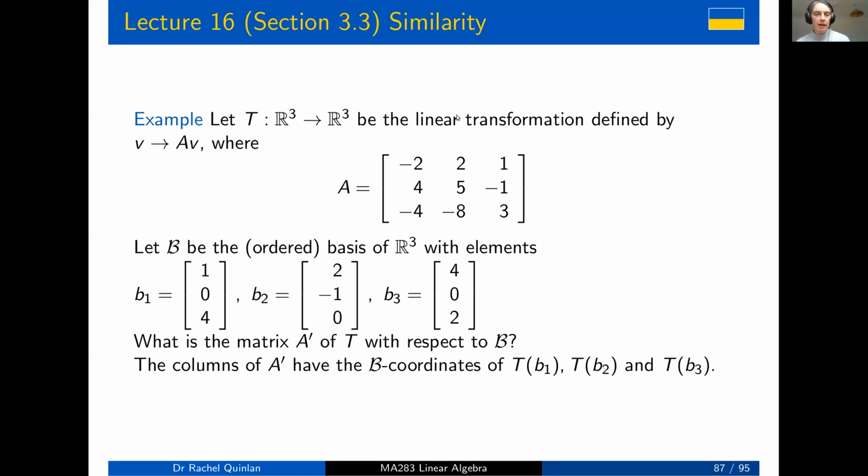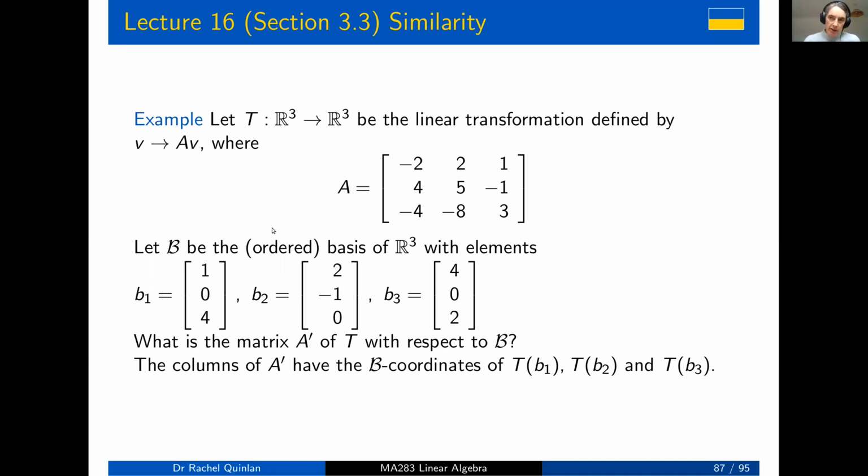Okay, so here's an example. This is an example of a linear transformation from R3 to R3, which is given by left multiplication by this matrix A. That's its matrix with respect to the standard basis. What that means is that the image of the first standard basis vector 1, 0, 0 under T is the first column of this matrix A. The image of the second standard basis vector 0, 1, 0 is the second column of A, and similarly for the third one. So the columns of A describe the coordinates with respect to the standard basis of the images under T of the three standard basis vectors.